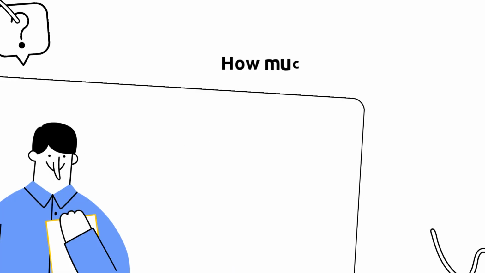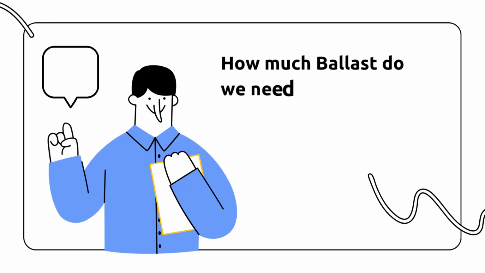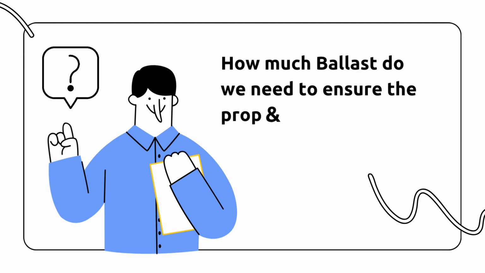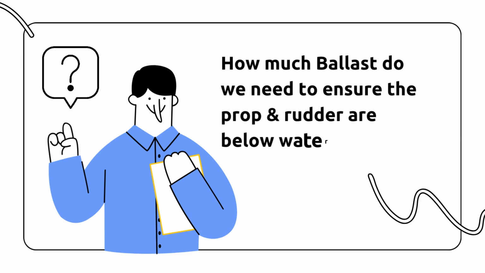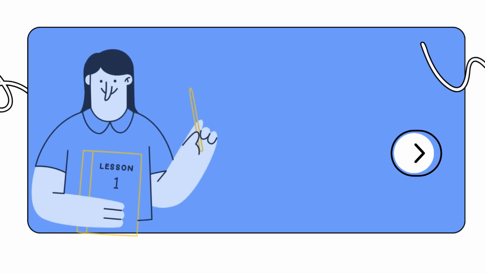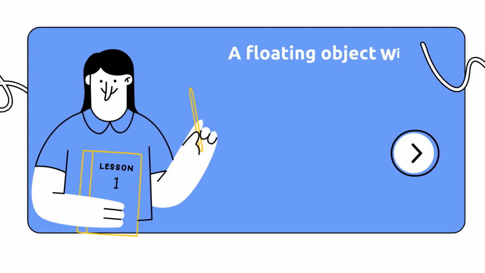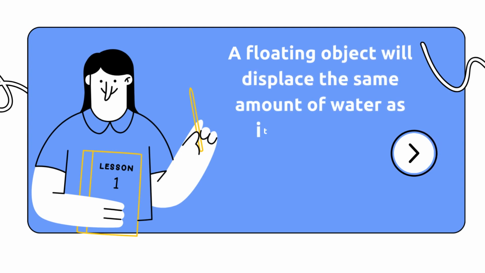Math. So a question we're getting from subscribers is, how much ballast do we need to ensure the prop and rudder are below the water level? Say again, Houston, ballast? So Archimedes' principle is that a floating object will displace the same amount of water as its own weight, and that's critical to calculating ballast.